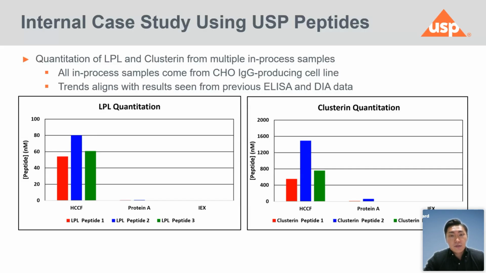So all the in-process samples come from a CHO IgG producing cell line. We started with CHO HCCF, and then the second intermediate process sample being protein A, and last being IEX. This is a pretty typical clearance step that's typically seen in a CHO IgG producing manufacturing process, where you see the greatest clearance right after protein A. And this trend also aligns with our results that we have previously seen in ELISA and DIA data as well.